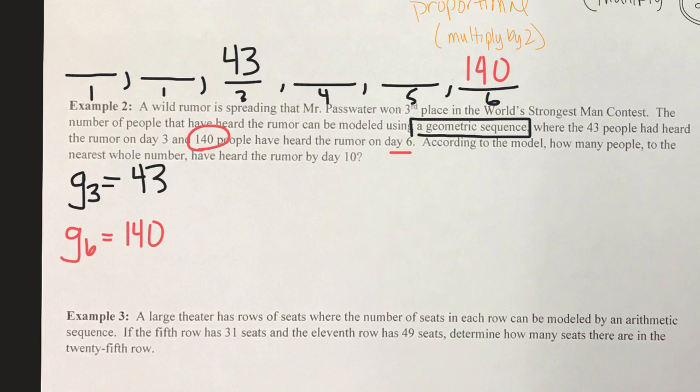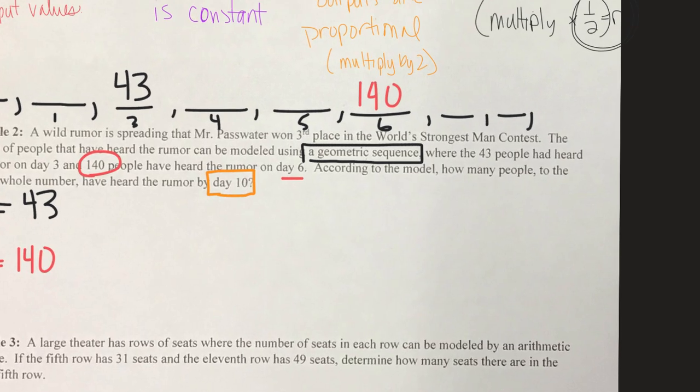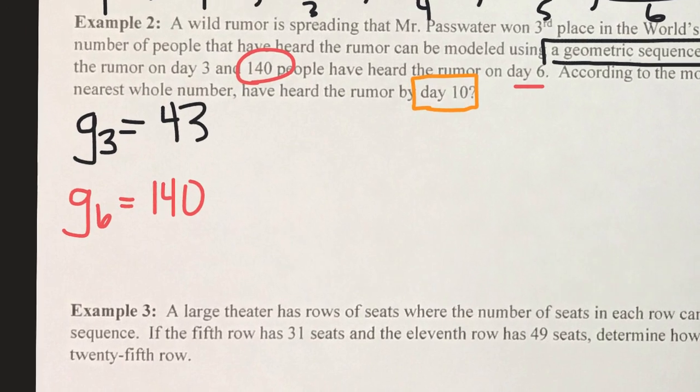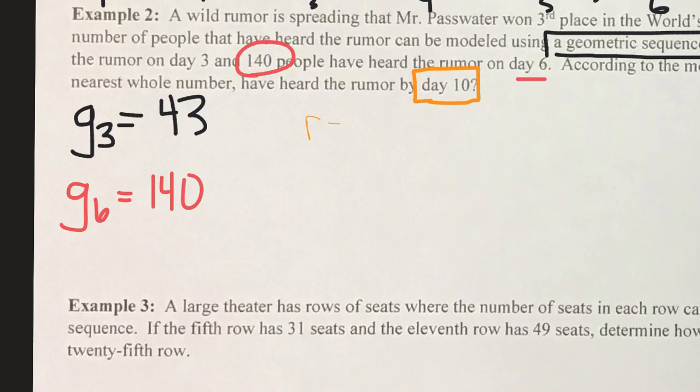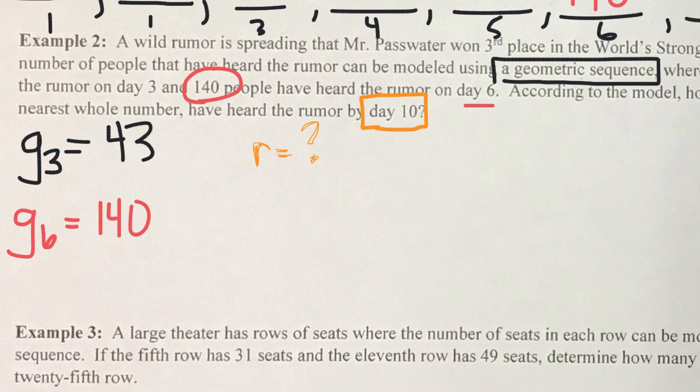So the question is, how many people have heard the rumor on day 10? Right, so we're going to go down the line. This is day 7, 8, 9. I'm running out of space. 7, 8, 9. How many people have heard the rumor on day 10? That's our question. So in order to answer that question, I need to know my ratio. What is my ratio for my geometric sequence? We're told it's a geometric sequence. So we're not looking for a common difference, we're looking for a ratio.